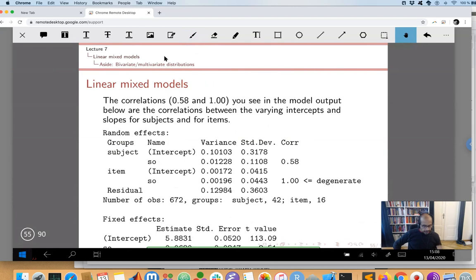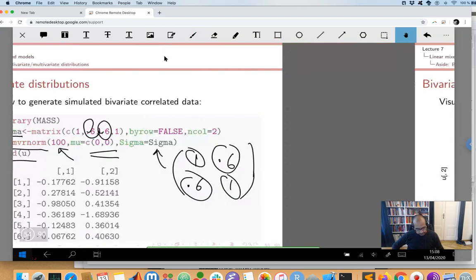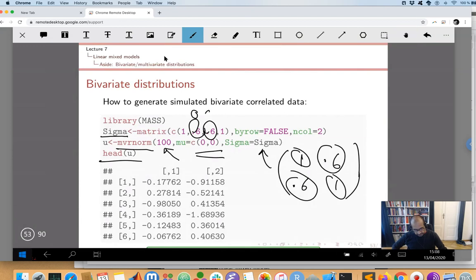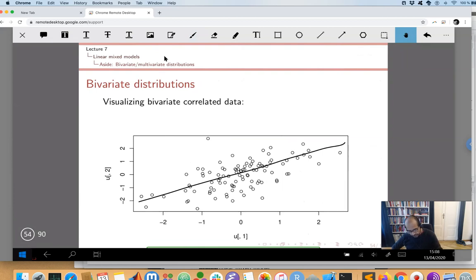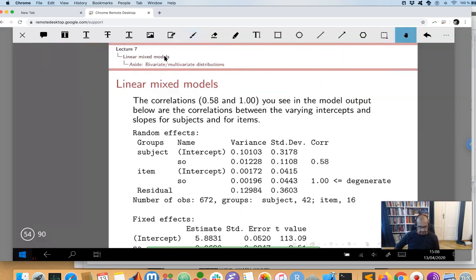That's an exercise for you. You can try generating different kinds of data, including data with 0 correlation. If you change all these numbers to 0 here, then your matrix looks like this. Then you will notice that the data that you generate will look like this. It'll just look like an undifferentiated blob. That's what non-correlated data will look like.